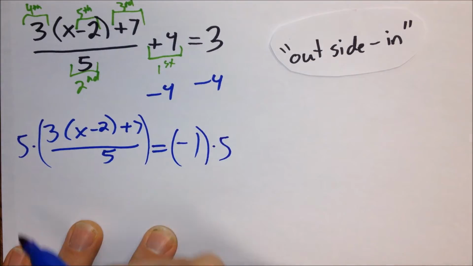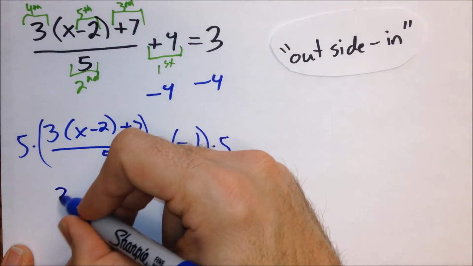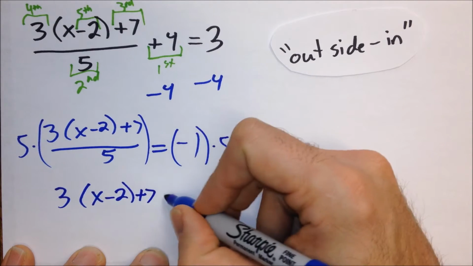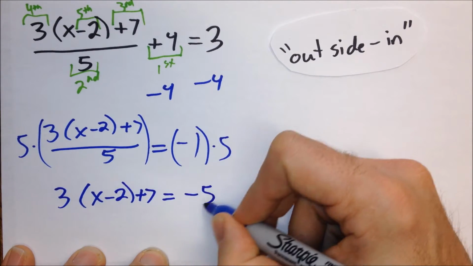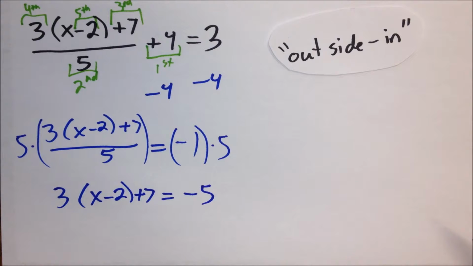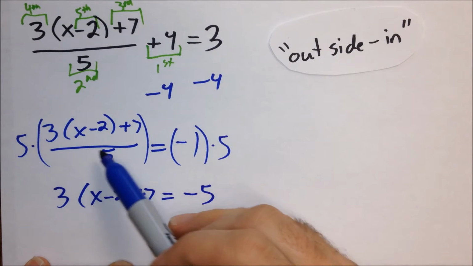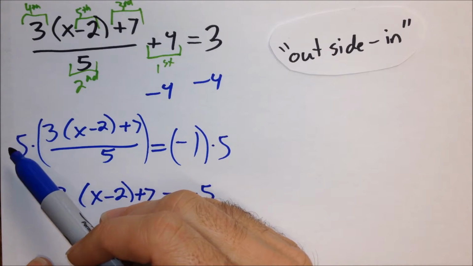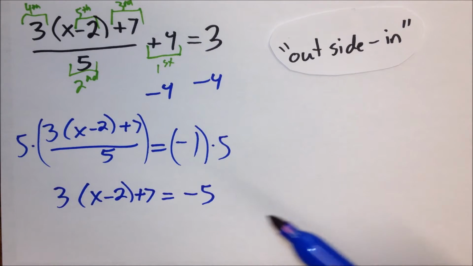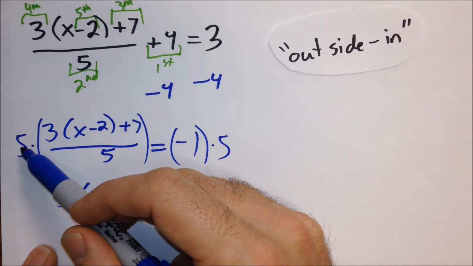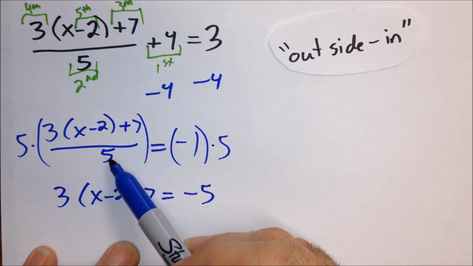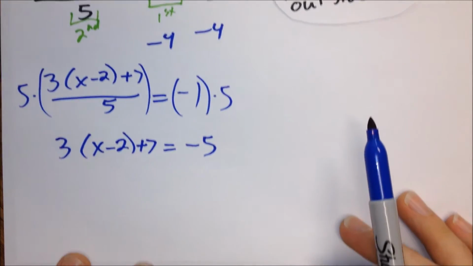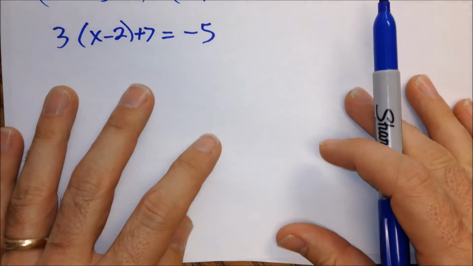We multiply both sides by 5. These 5's undo each other, and we get 3x - 2 + 7 is equal to negative 5. Notice you should have this 5 that you divided by cancel with the 5 you multiplied by. If they don't cancel, then you made a mistake, right? Because that's why we did the multiplication, for the express purpose of undoing this division. Okay, let's slide up and give ourselves a little bit more space.